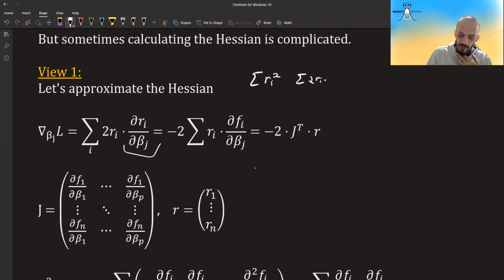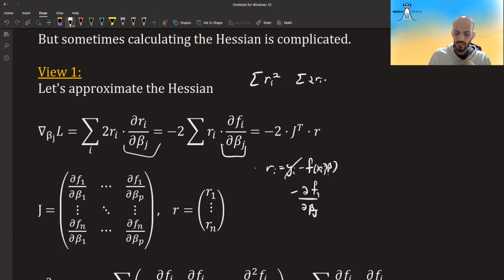Okay, but what is Ri? Remember that Ri is just yi minus f of xi, and f depends on the betas. So if you take the derivative with regard to beta j, yi does not depend on it. So all you get is minus the partial derivative of f with regard to beta j. Okay, so this is what I wrote here.